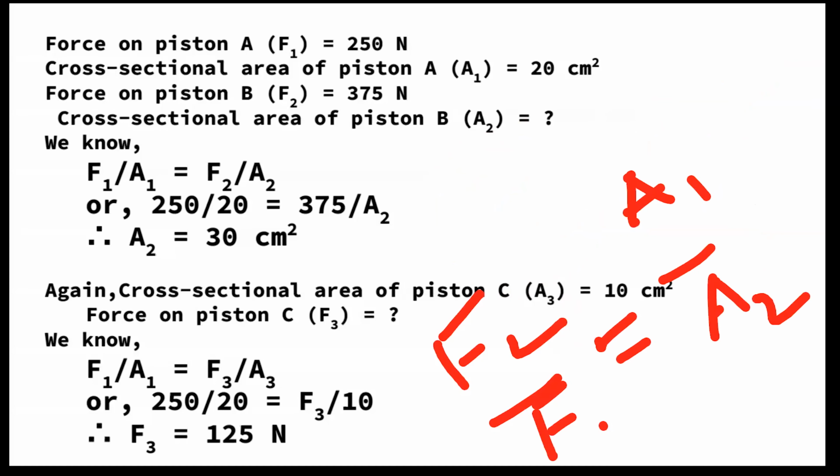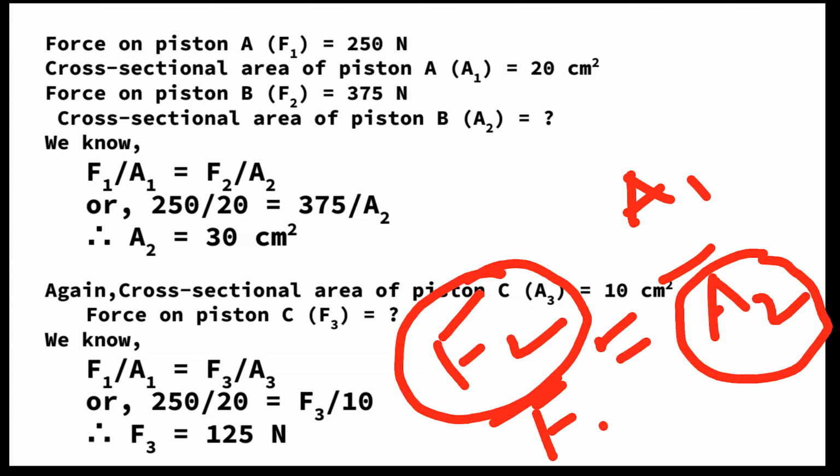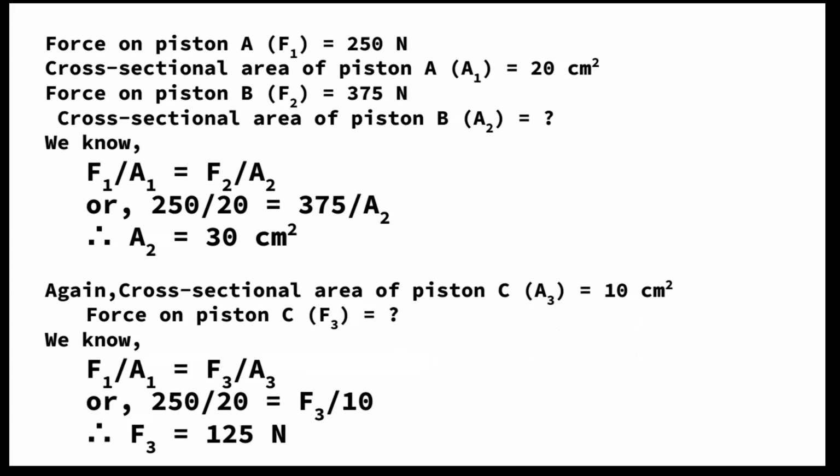this will be incorrect, because A2 is the area of the big cylinder, and F2 is the force exerted on the big cylinder. We have considered it like that. If you consider so, then A2 must be in the numerator, and then upon A1.